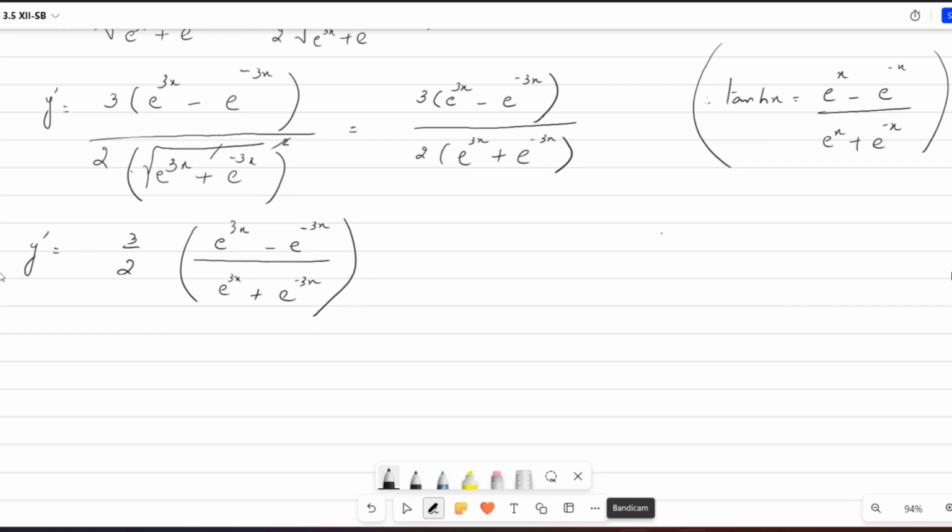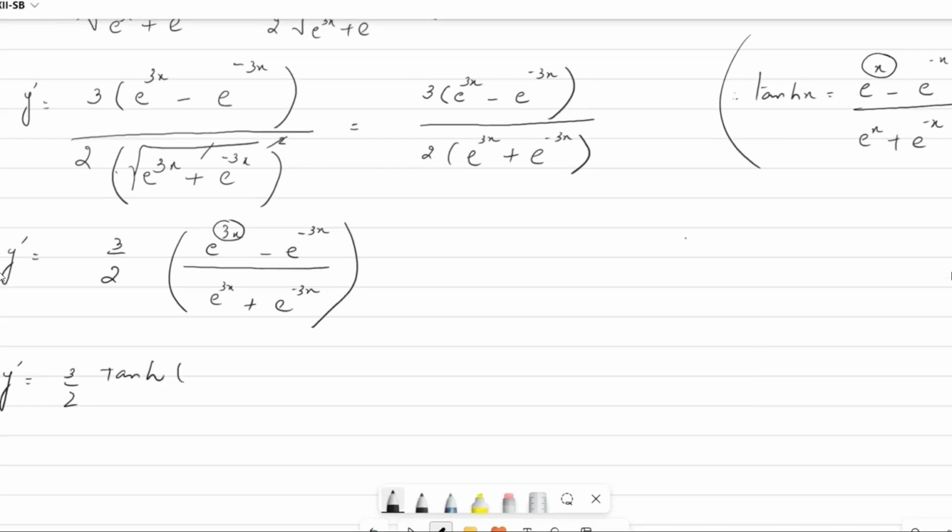Fine. So here in the place of x, it is 3x. So we can write down y dash is equal to 3 by 2 tangent hyperbolic of 3x. And this would be the answer.